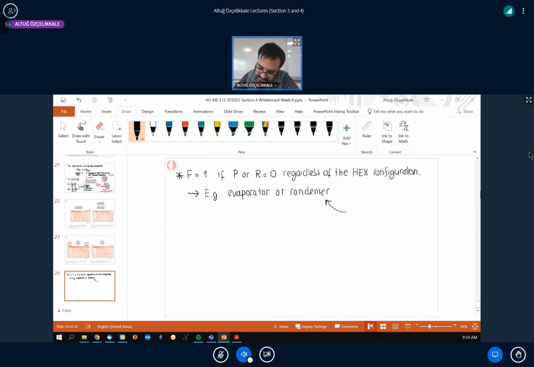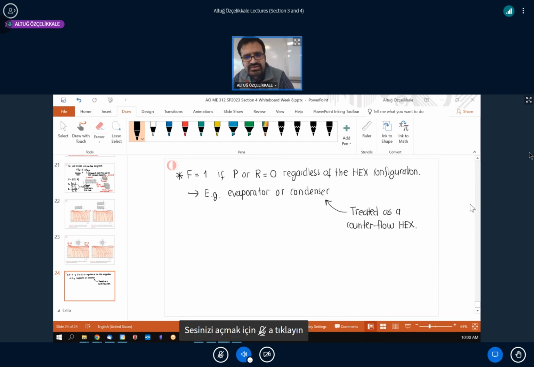Okay, so this is treated as, remember, the correction factor was actually correcting counterflow log mean temperature difference. So regardless of whether it's a shell and tube heat exchanger, evaporator, or compact heat exchanger, it doesn't matter. You're going to treat it as a counterflow heat exchanger with F equal to 1, delta T log mean calculated based on counterflow arrangement.